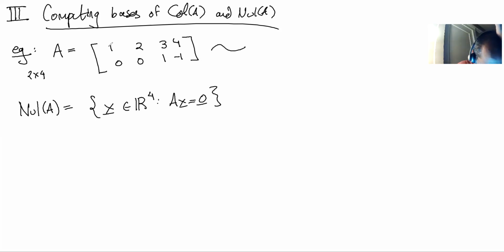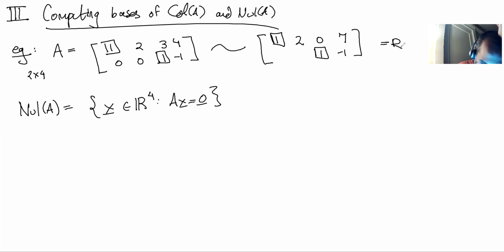You do row reduction. So there are some pivots. Okay, it's not an RREF. You do one more row operation. You subtract 3 times the second row from the first row, and you get 7 here. And you get 1, minus 1. Let's call this matrix R. This is an RREF.